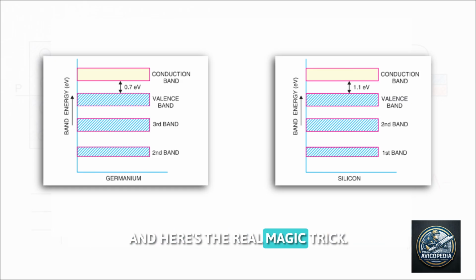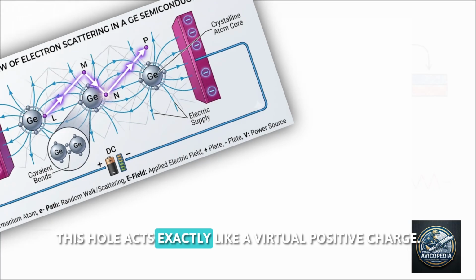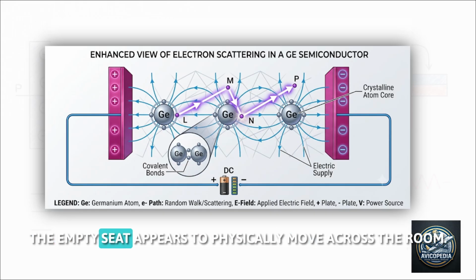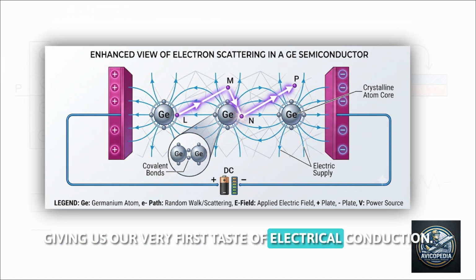And here's the real magic trick. When an electron breaks free, it leaves behind a vacancy in the bond, which we call a hole. This hole acts exactly like a virtual positive charge. It's kind of like an empty seat in a crowded theater. As people shift over to fill it, the empty seat appears to physically move across the room. Heat creates these electron-hole pairs, giving us our very first taste of electrical conduction.